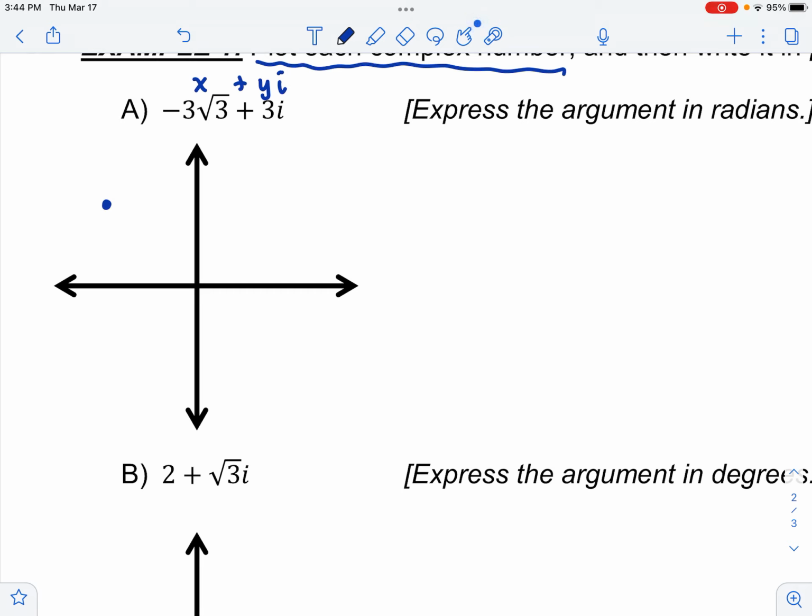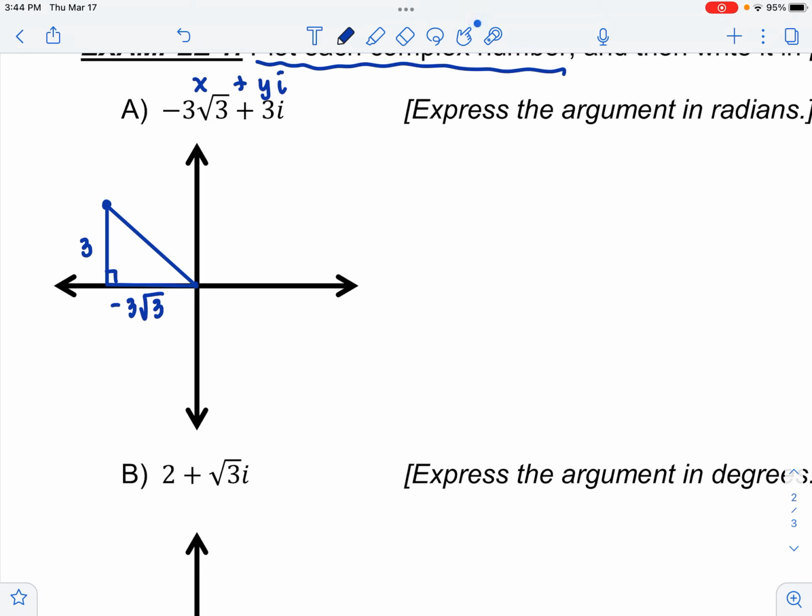All right, so then we need to find r. r is the distance. r is the same thing as the magnitude, which is the distance from the origin to that point. We are going to do that by making a right triangle right here. So here's my vertical piece, and I already have my horizontal piece drawn right here. We know this distance and this distance. We moved left 3 root 3, and we moved up 3.